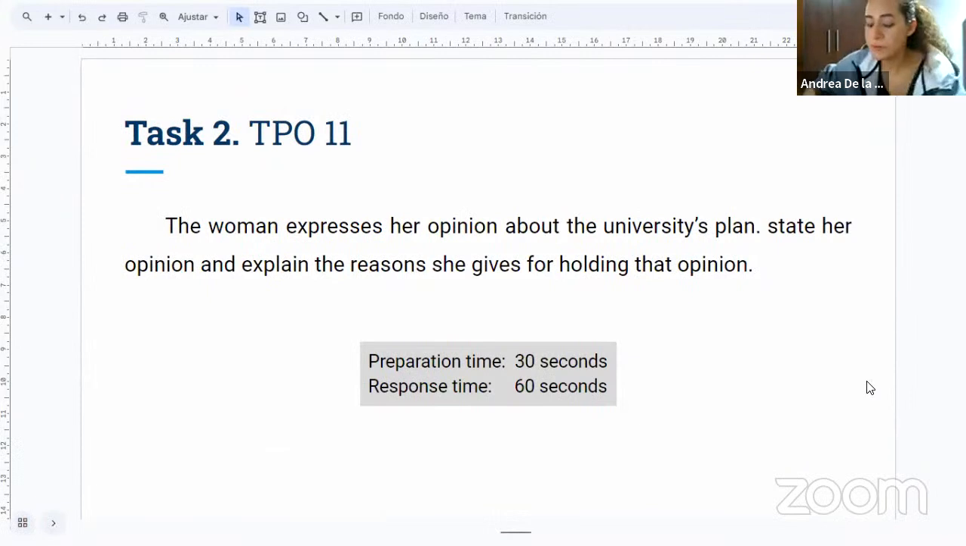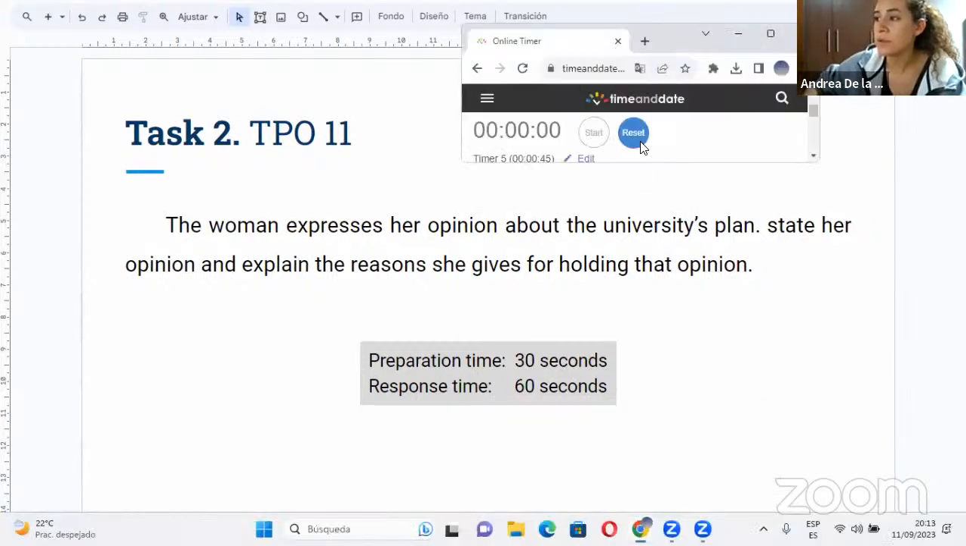Okay. Now the woman expresses her opinion about the university's plan, state her opinion, and explain the reasons she gives for holding that opinion. Now you guys will have 30 seconds to prepare your responses.